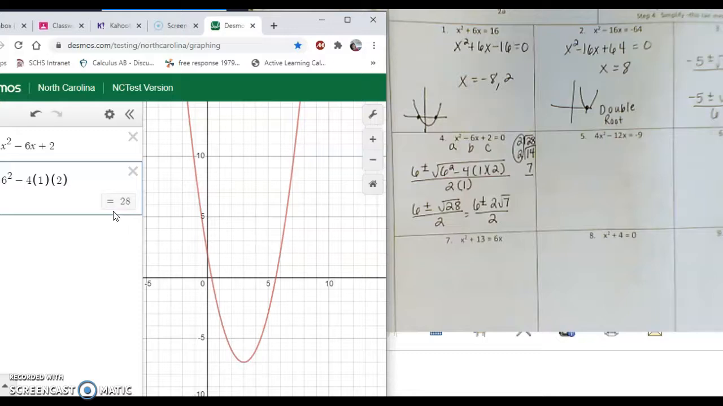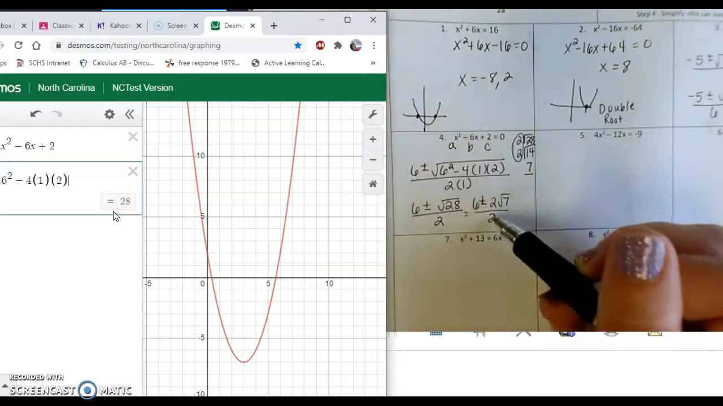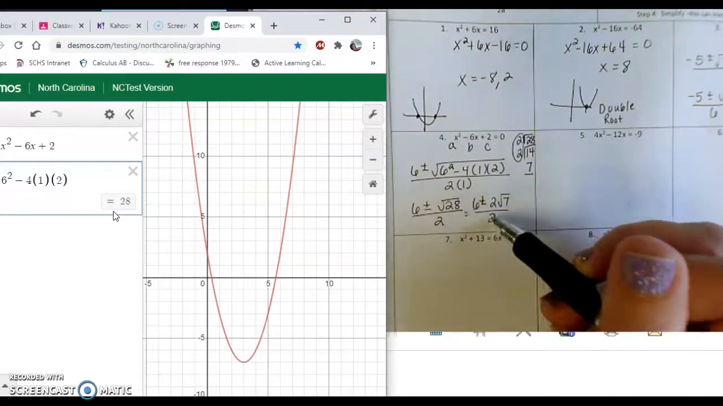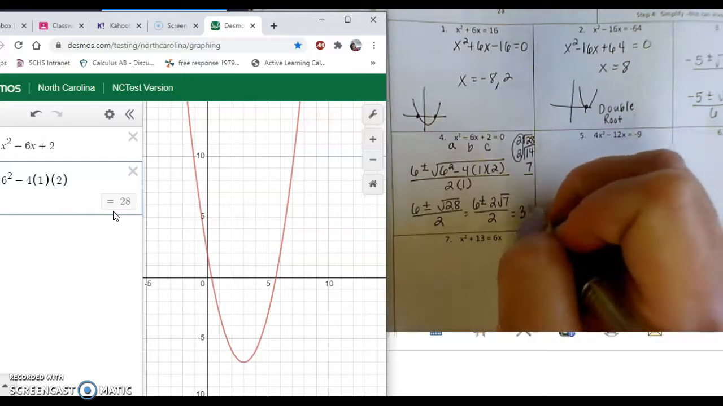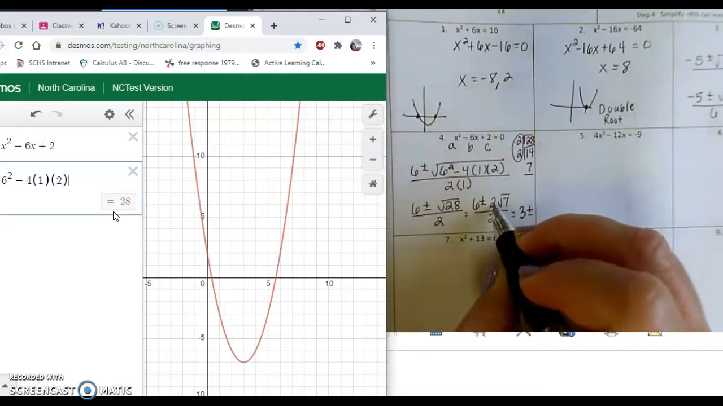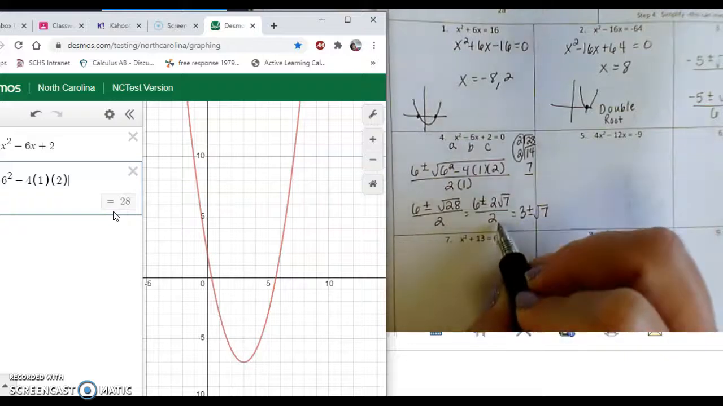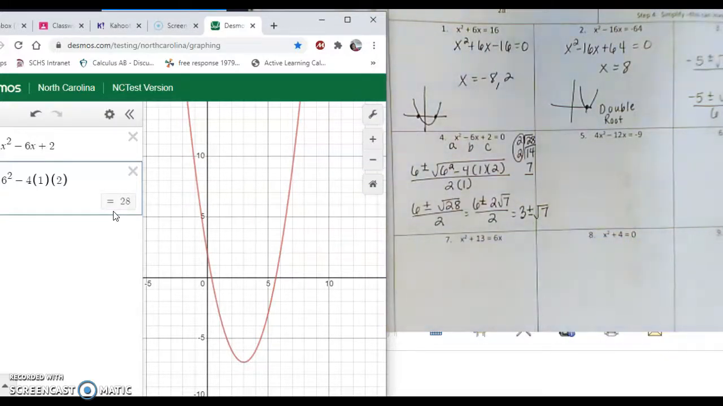Now, I like that answer. However, it's not completely simplified. There's one more step to do, and the one more step is to divide everything by 2. You never divide underneath the square root. Okay? You always divide on things outside the square root. So this one's going to be 3 plus or minus, 2 divided by 2 is 1, so you just get square root of 7. 2 divided by 2 again is 1. You can leave it like that, or you can put it over 1.